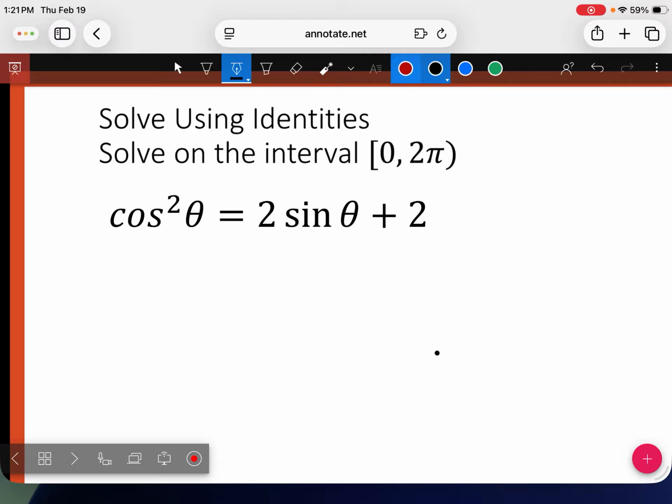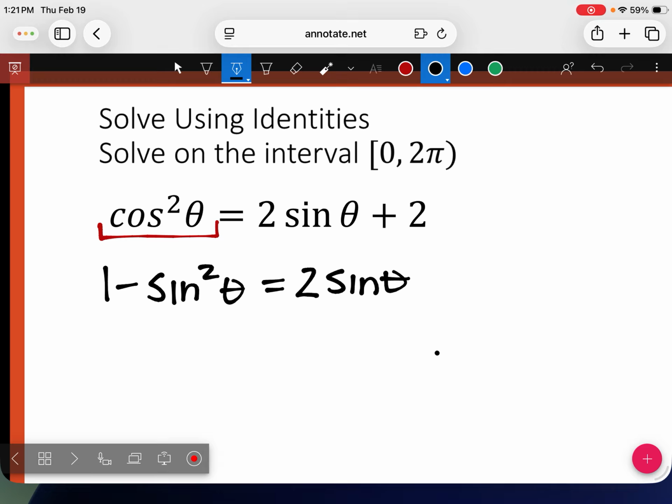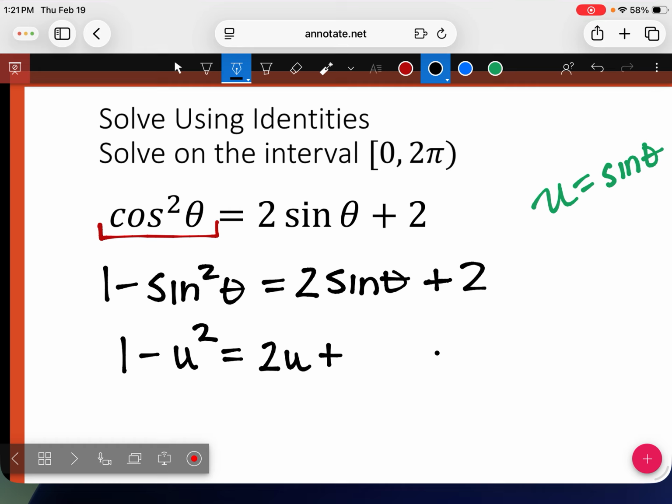I'm going to replace this with 1 minus sine squared theta. That equals 2 sine theta plus 2. Okay, I'm going to go ahead and do my u substitution. Now this time u is equal to sine. So I'll have 1 minus, no, sorry, 1 minus u squared equals 2u plus 2.